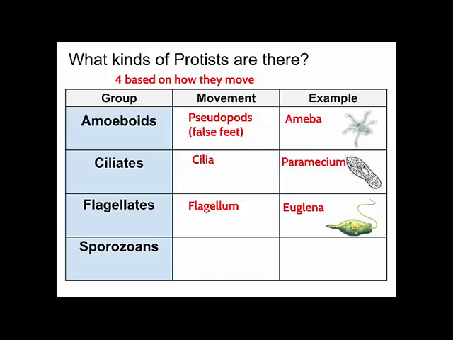The last type are the sporozoans. And the sporozoans are different because they don't really move on their own. These sporozoans are mainly parasites. They live inside of other organisms. One example that we're going to learn about, and one example you've already learned about, is Plasmodium. Plasmodium is a parasite, a protist.